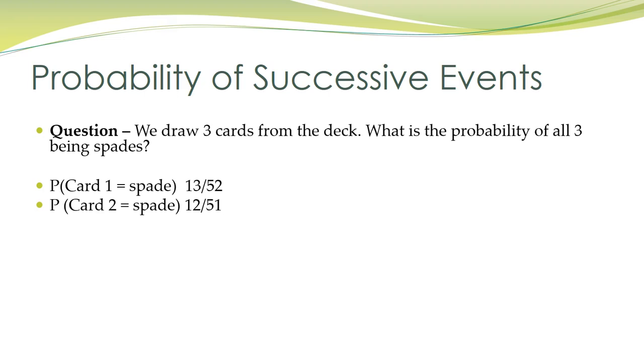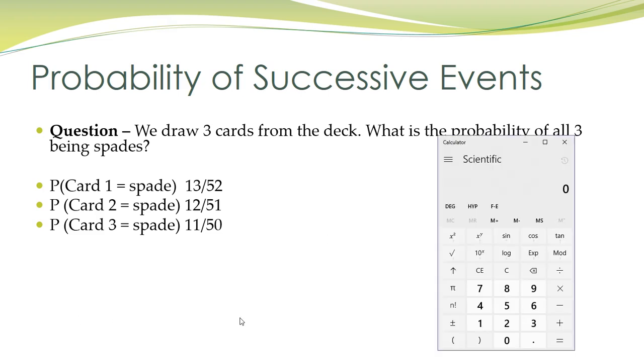After we've taken that second spade, what is the probability of drawing a third spade from the deck? You probably know the answer already. It's now 11 out of 50. There's 11 spades left in the deck, and there's only 50 cards left in the total deck. So every time we successfully retrieve a spade from the deck, it makes it a little bit less likely that the next card we take is also going to be a spade, because there's simply less spades in the deck.